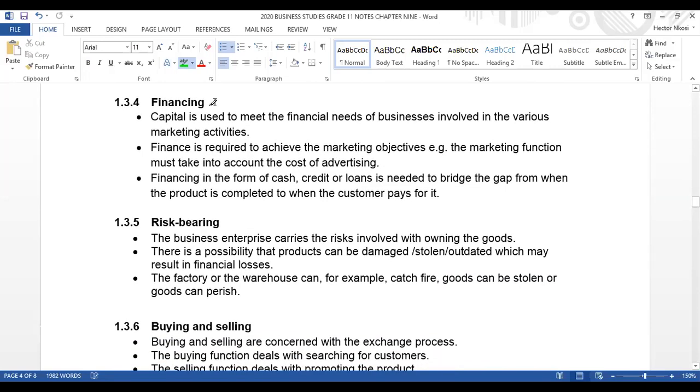Financing, you also need financing. Now let's talk about financing. You must know that financing, we know that capital is used to meet the financial needs of businesses involved in various market activities. So finance is required to achieve the marketing objectives. The marketing function must take into account the cost of advertising. Financing in the form of cash and credit loans is needed to bridge the gap from when the product is completed to when the consumer pays for it, right? So it is very, very important, right?